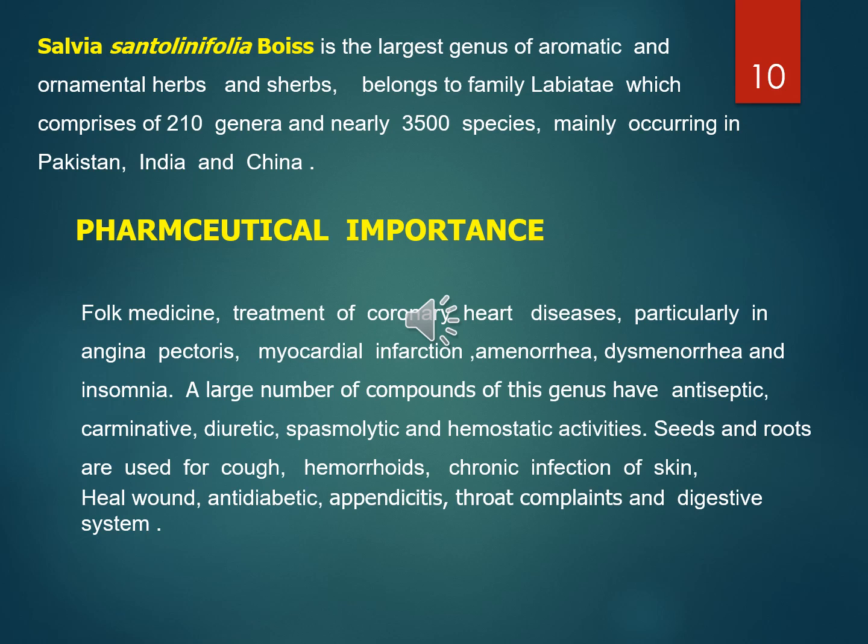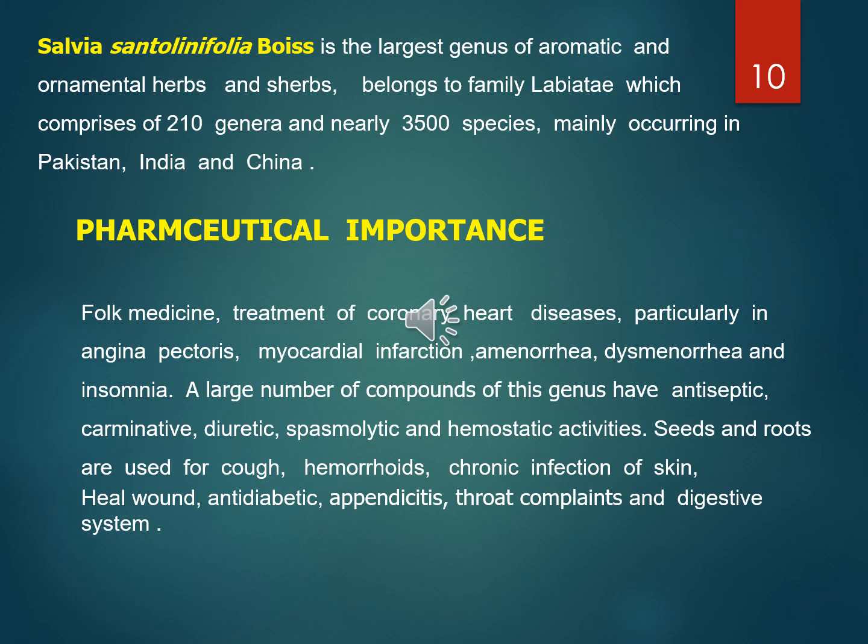Salvia is the largest genus of aromatic and ornamental herbs and shrubs. It belongs to family Lamiaceae, which comprises 210 genera and nearly 3,500 species, mainly occurring in Pakistan, India, and China. When we see its pharmaceutical importance, the phytoconstituents present in this genus are used as folk medicines, for treatment of coronary heart diseases, particularly in angina pectoris, myocardial infarction, amenorrhea and dysmenorrhea, and insomnia.